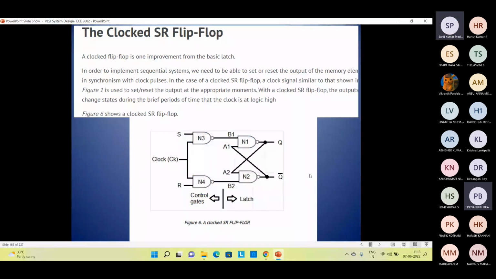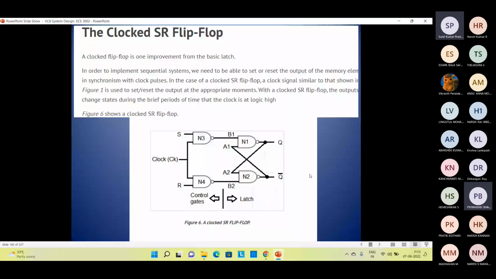Okay. So then we'll discuss the clocked SR flip flop. So what is this clocked SR flip flop? Now the clocked flip flop is one improvement of the basic latch. Okay. This is one improvement from the basic latch. So in order to implement the sequential systems, we need to be able to set or reset the output of the memory element in synchronism with the clock pulse.